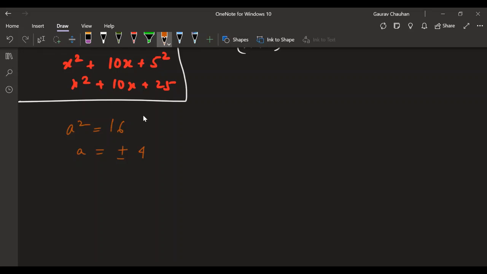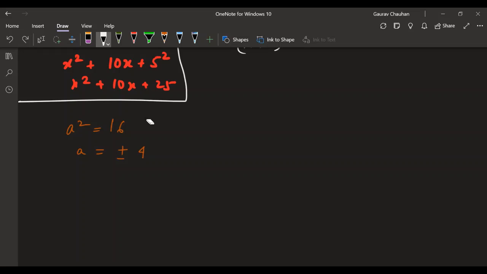We have talked about this. If A is equal to plus 4, A square will be 16. If A is equal to minus 4 also, A square will be what? Minus 4 into minus 4, that's equal to plus 16, no? We have talked about this in depth, when we were studying quadratic equations in the beginning. So your answer is not just plus 4. Your answer is plus or minus 4.